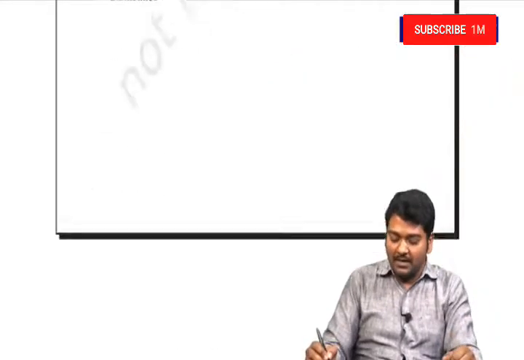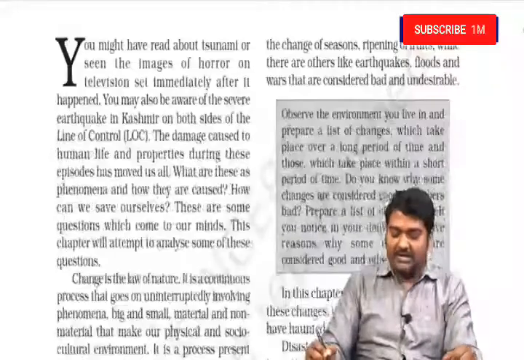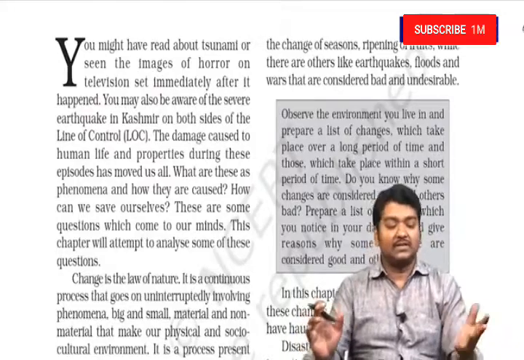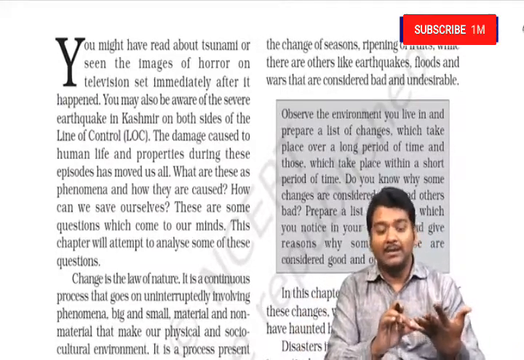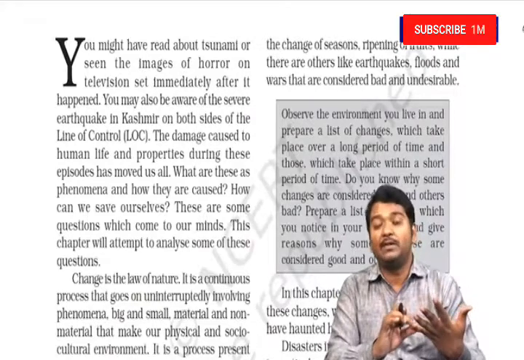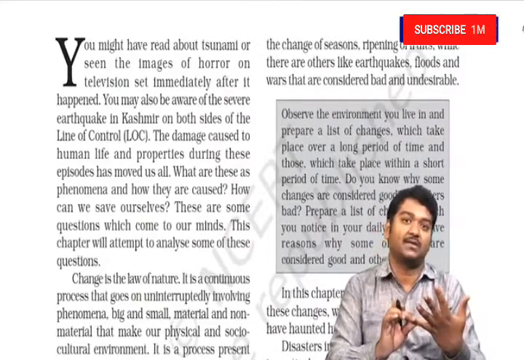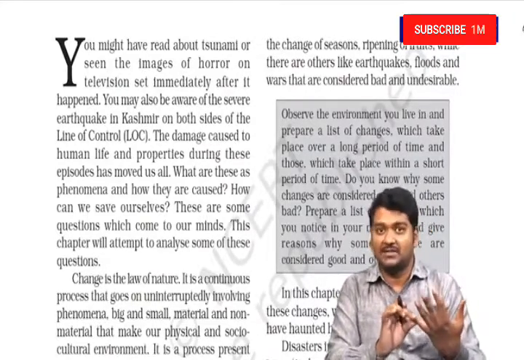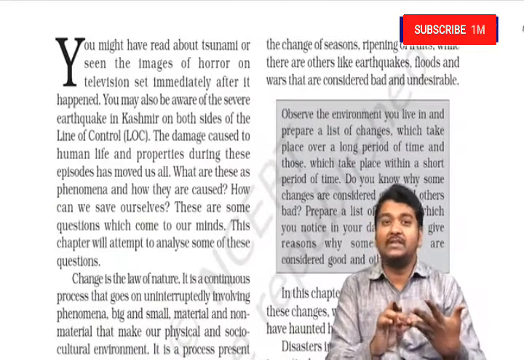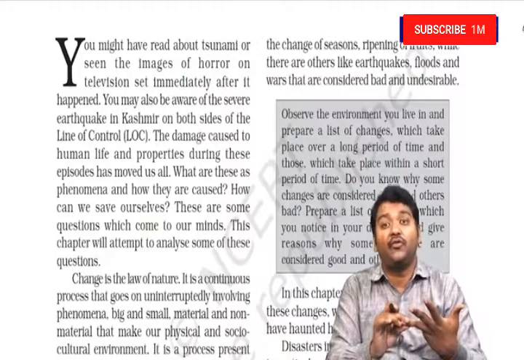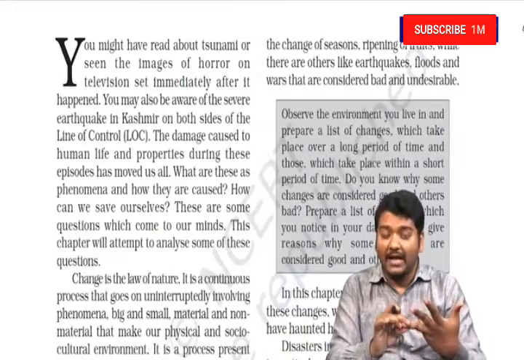So let me begin with what exactly is a disaster. See guys, disaster is something which is not in the hands of human beings. But sometimes we say that even human activities lead to disaster. We talk about industrial disasters, right? And second important thing they say is disasters come without informing. There won't be any time.